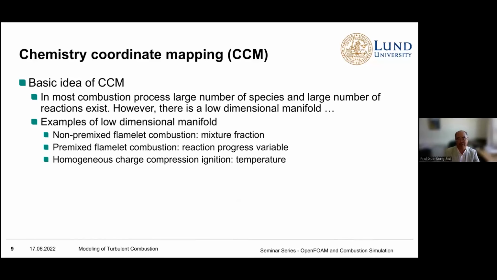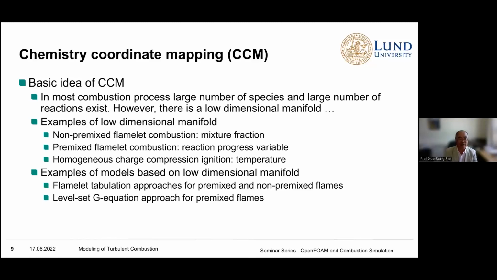In talking about low dimensional manifolds, we can say that there are a number of examples. For example, in non-premixed flamelet combustion, mixture fraction can be considered as one low dimension manifold coordinate. If you express other species in mixture fraction coordinate, you will see very good correlation along the flame, in different parts of the flame. So this is an example of a low dimension manifold. For premixed combustion, progress variable is one low dimension manifold. For homogeneous charge compression ignition, HCCI, progress variable or temperature is an example of a low dimension manifold.